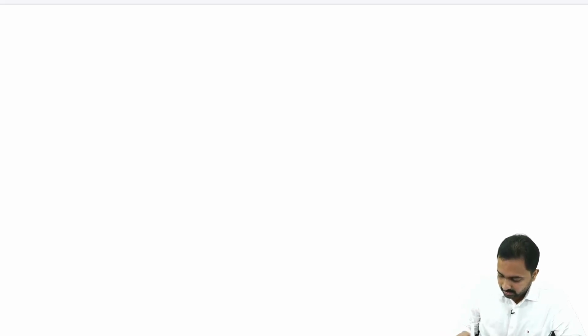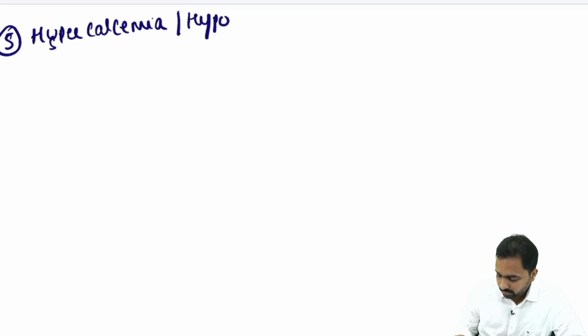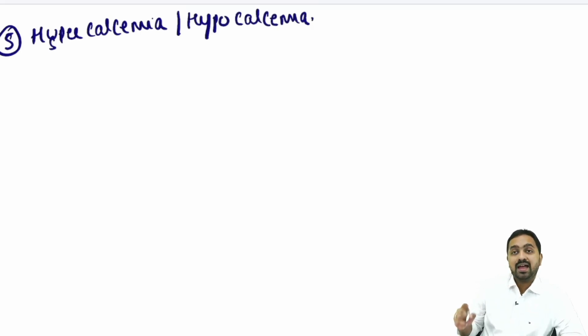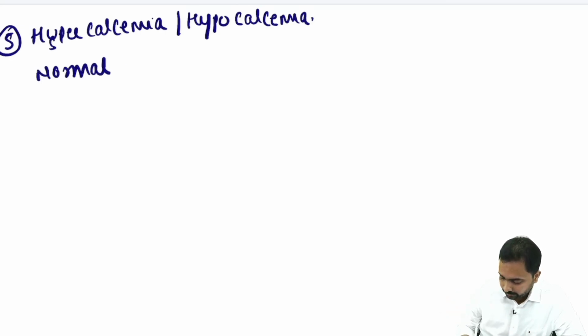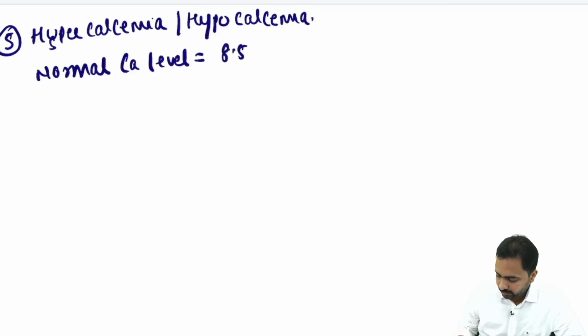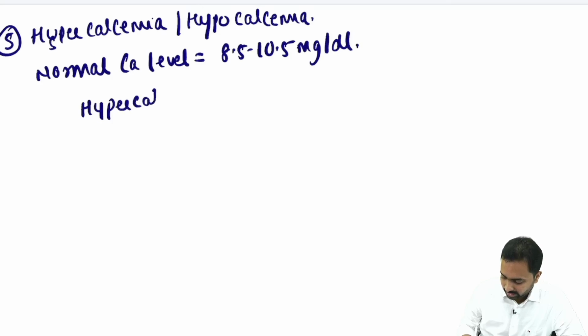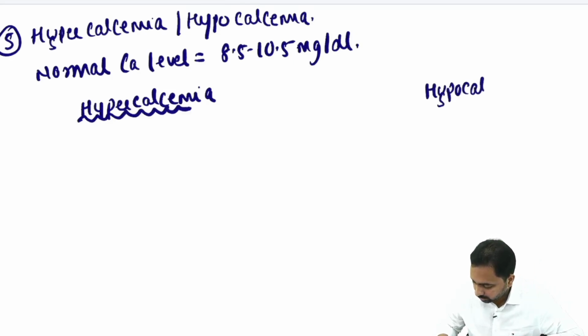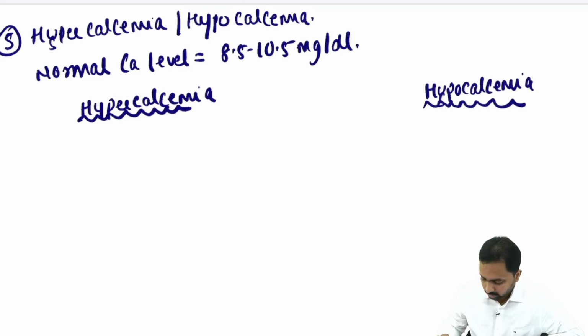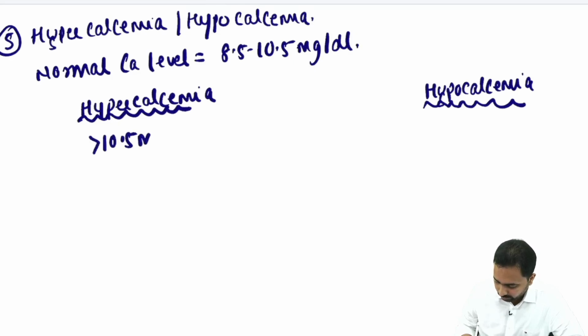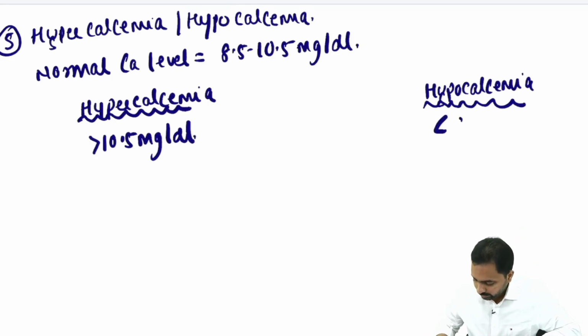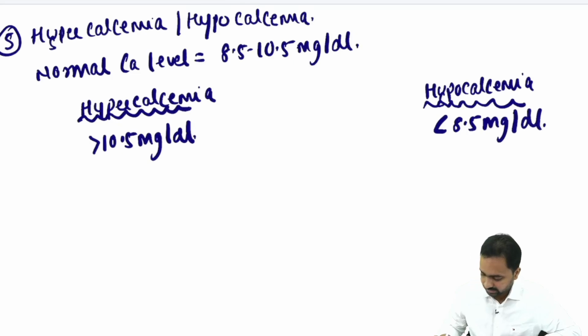So over here we would discuss in short about hypercalcemia and hypocalcemia in a comparative way. Before we begin the discussion of hyper and hypocalcemia, the normal calcium level is 8.5 to 10.5 milligram per deciliter. So we have on one hand hypercalcemia and hypocalcemia. In hypercalcemia, the values are more than 10.5 milligram per deciliter. Hypocalcemia is less than 8.5 milligram per deciliter.